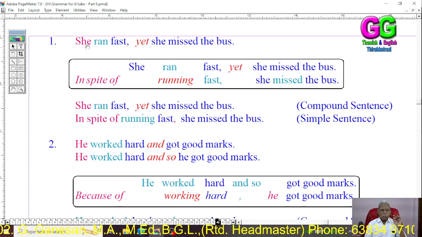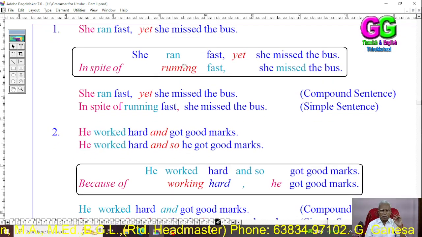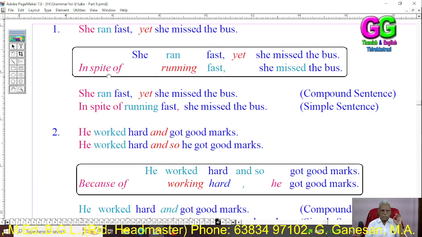See first of all, she ran first, yet she missed the bus. Here, the phrase of yet is in spite of.